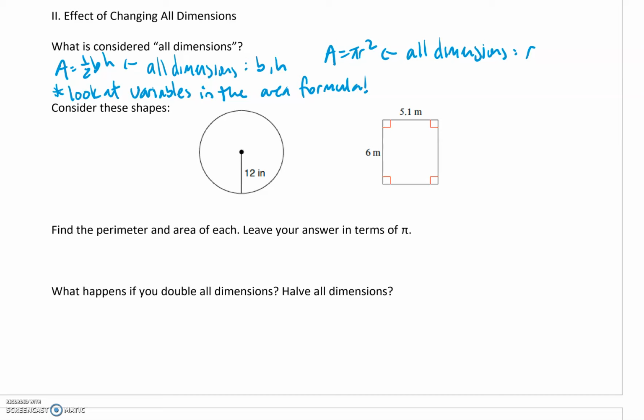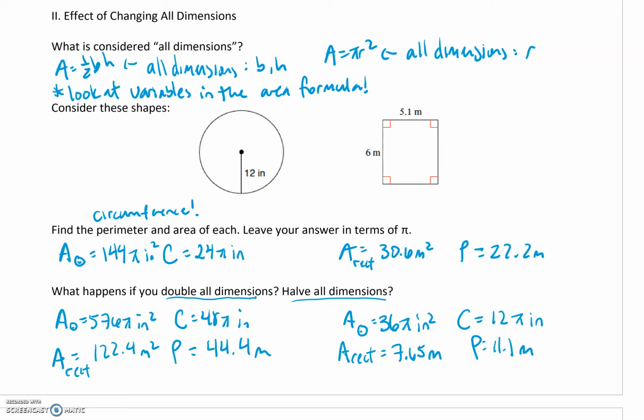Okay, so let's actually run through the same kind of activity here. I want you guys to look for a pattern. So let's find the perimeter and area of each, and perimeter is also, remember, circumference, for the circle. So go ahead and find the perimeter or circumference and the area of each, leaving your answer in terms of pi, and then same activity as before. What happens if we double all dimensions for both? What happens if we halve all dimensions for both and come up with those numbers?